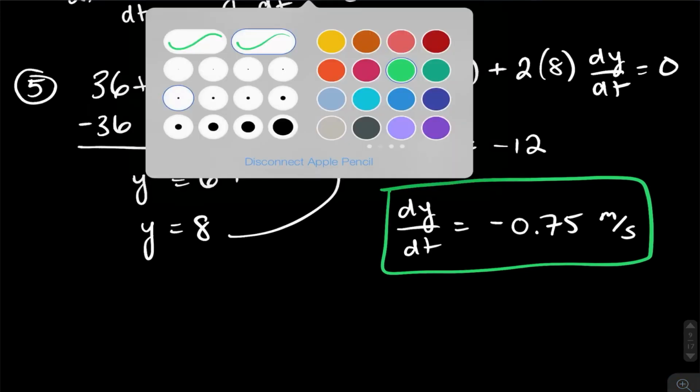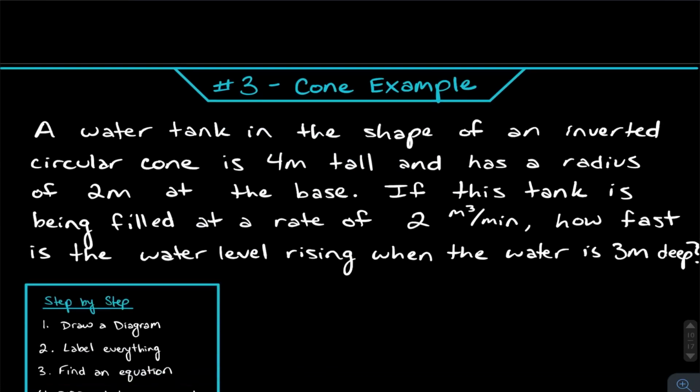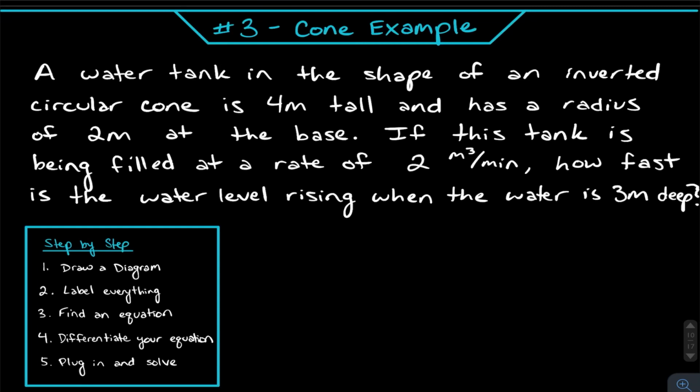All right, so assuming that you're all set to continue here, let's do a cone example. Okay, basically, we have a water tank in the shape of an inverted circular cone, meaning that's a pretentious way of saying it's upside down. And it's 4 meters tall and has a radius of 2 meters at the base. Okay. If this tank is being filled at a rate of 2 meters cubed per minute, how fast is the water level rising when the water is 3 meters deep?